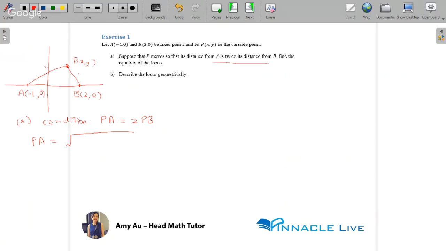So distance formula on those 2 points. All right, so that's the first one. Let me just simplify that a tad. And then repeat the same for the other one. So these 2 points.